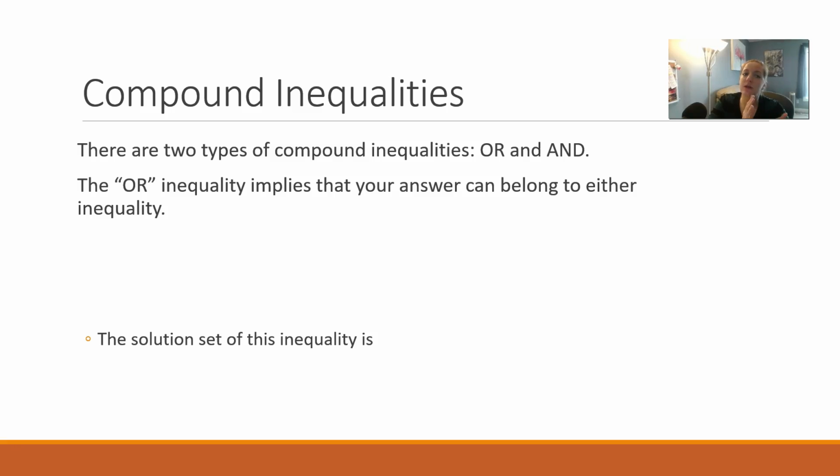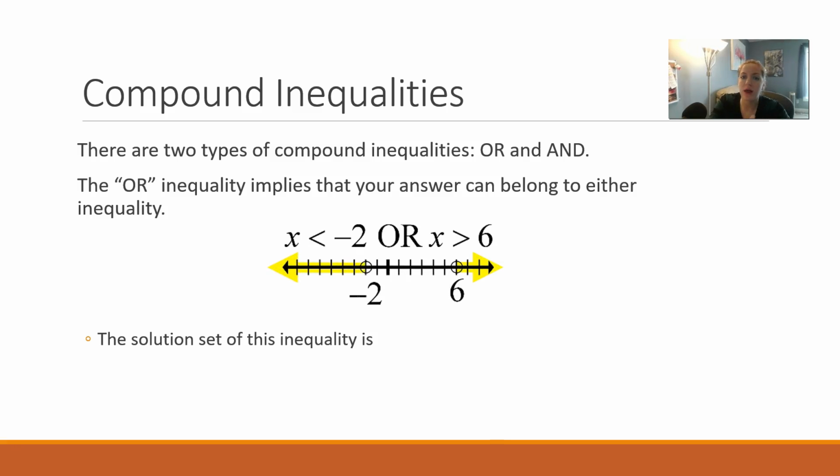So let's start with the or inequality. The or inequality looks like this, where you will have two different inequalities, usually pointing the opposite direction when you're looking at the graph, and you're saying my variable could be less than -2, or my answer could be greater than 6. So answers like -5 or +20 would work because it fits into one of these inequalities.